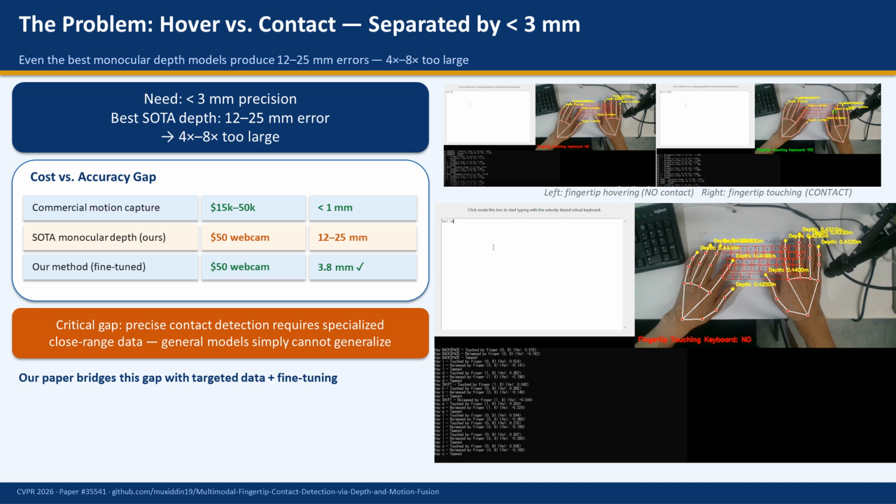Hover and contact are separated by less than 3 millimeters. Yet state-of-the-art depth models produce errors of 12 to 25 millimeters, 4 to 8 times too large. Commercial motion capture systems achieve the required precision, but their hardware requirements limit accessibility. We demonstrate that a standard commodity RGB camera can close this gap.